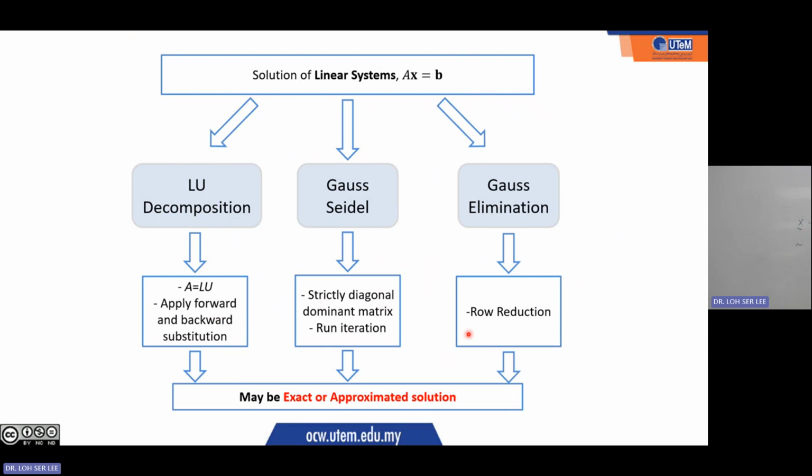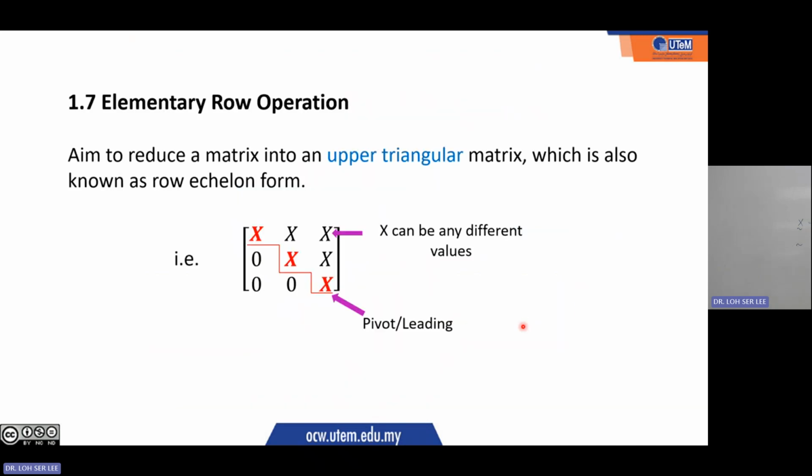The solution that we obtain through these methods could be an exact or approximated solution. It depends on the linear system. So now we look at Gauss elimination. But before this, you have to know how to row reduce the matrix. We look at the elementary row operations first.